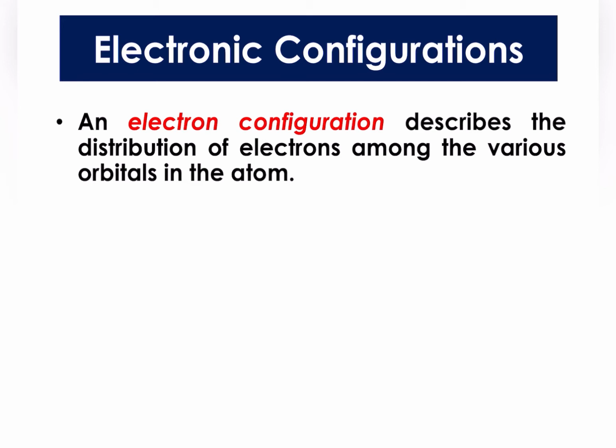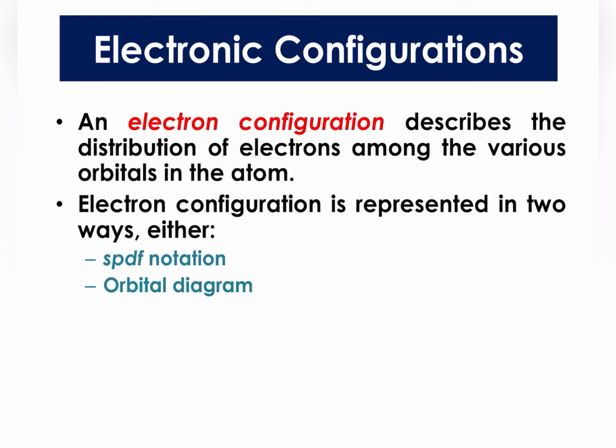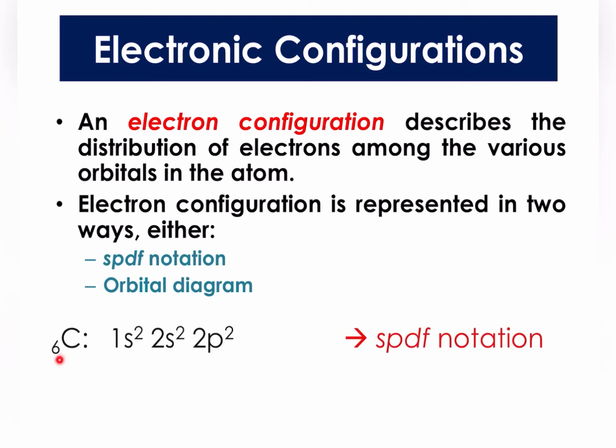Alright, electronic configuration will describe to you how you distribute the electrons in the various orbitals in the atom. So, we have two methods there. The first method is SPDF notation and the second method is orbital diagrams. So, for example, I have carbon, where the number of electrons is the same as the number of protons because this is the neutral atom. So I have 6 of them.